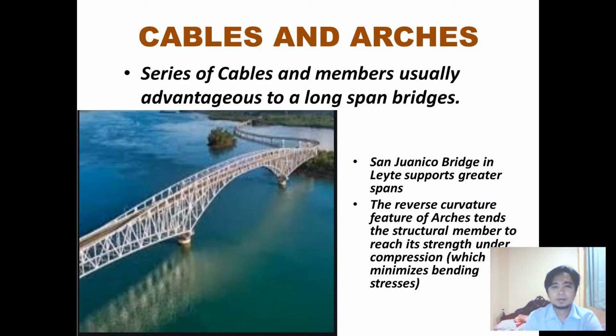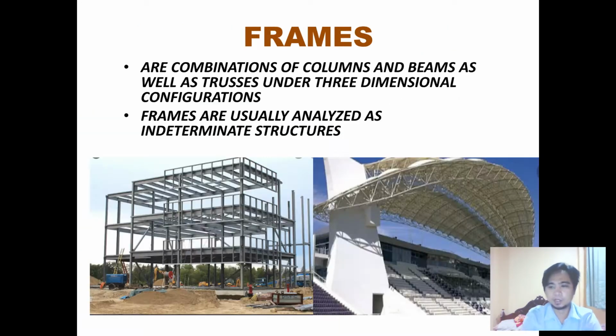Okay, so cables and arcs, a series of cables and members usually advantageous to long span bridges. As we have been telling a while ago, the arc feature is a reverse curve to resist bending, so that the effect to the structure is in compression. So the reverse curvature feature of arcs tends the structural member to reach strength under compression, which minimizes bending stresses. So on the photo, you can see there, San Juanico Bridge in Leyte supports a great span.